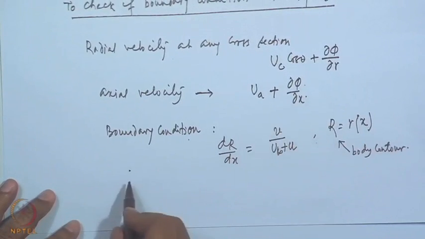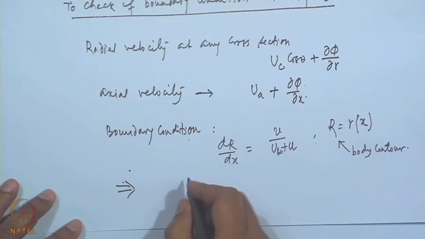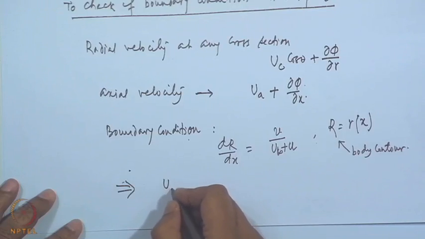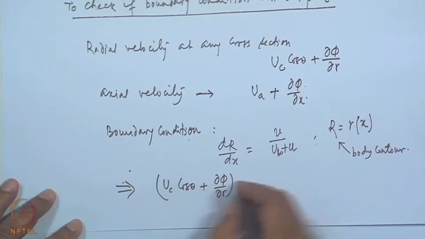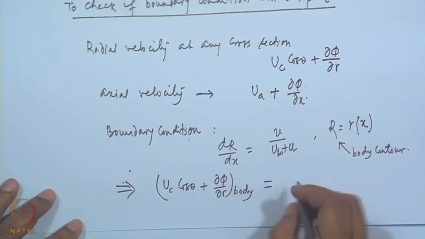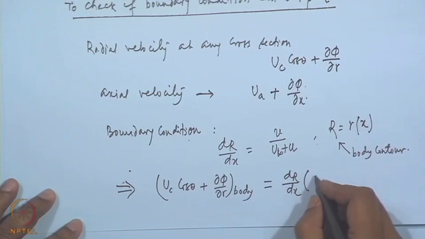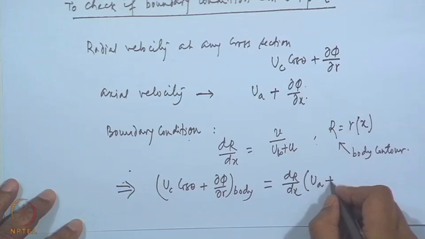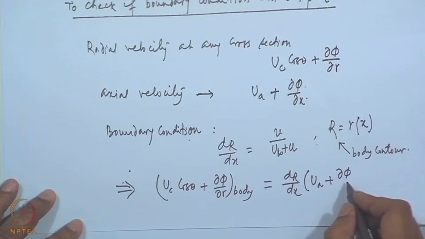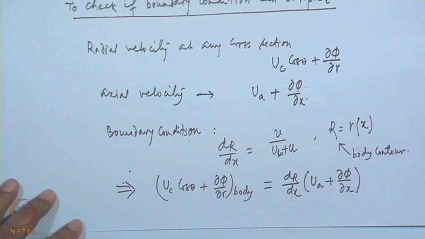Now, in this we substitute this, and this gives us u c cos theta plus d phi dr on the body is dr dx into u a plus d phi, where this is the total axial velocity.